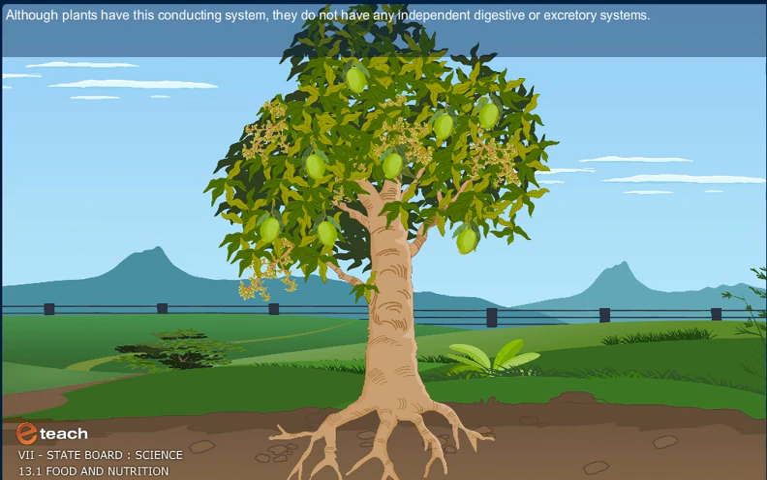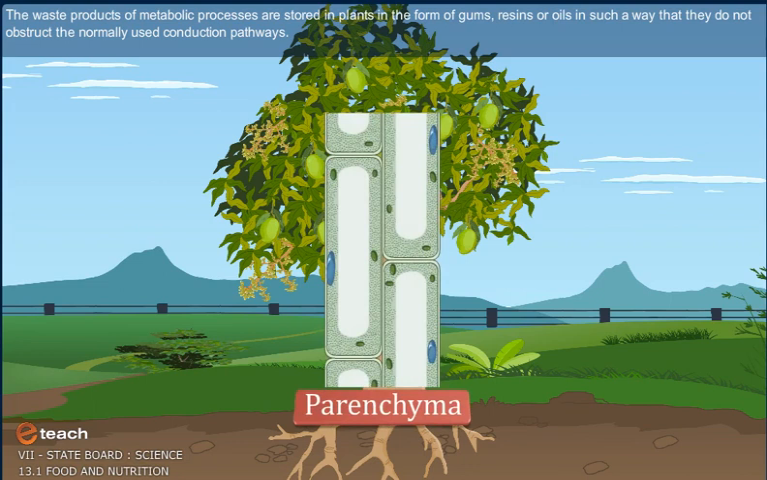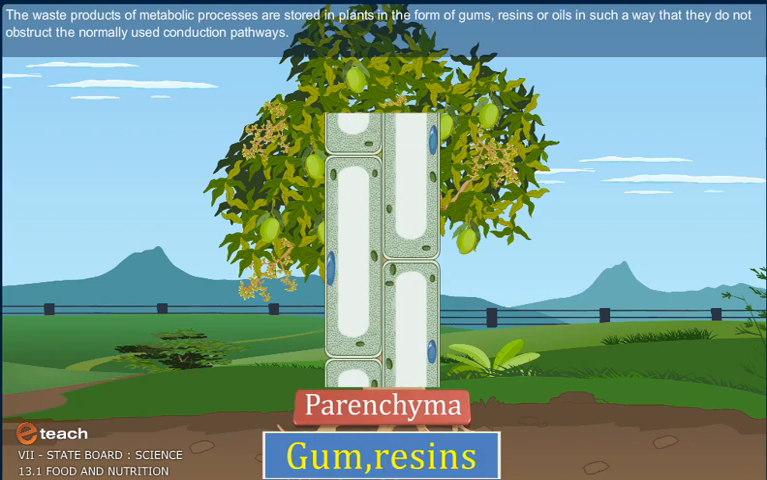Although plants have this conducting system, they do not have any independent digestive or excretory systems. The waste products of metabolic processes are stored in plants in the form of gums, resins, or oils in such a way that they do not obstruct the normally used conduction pathways.